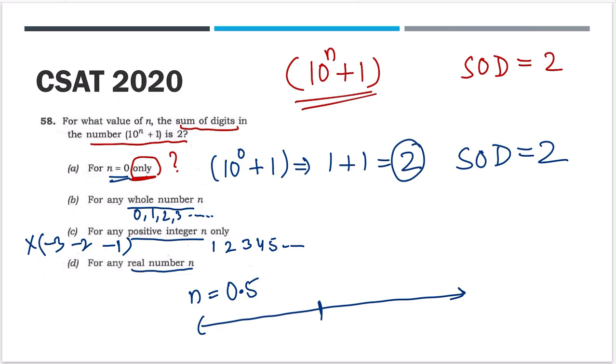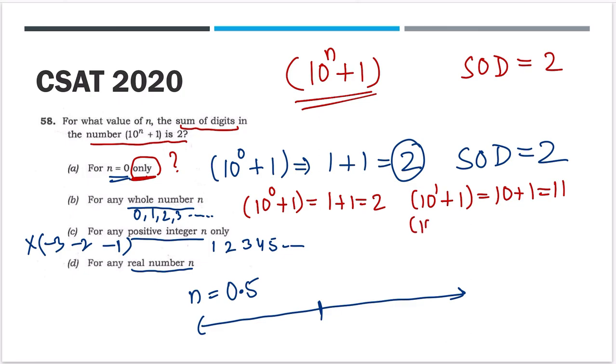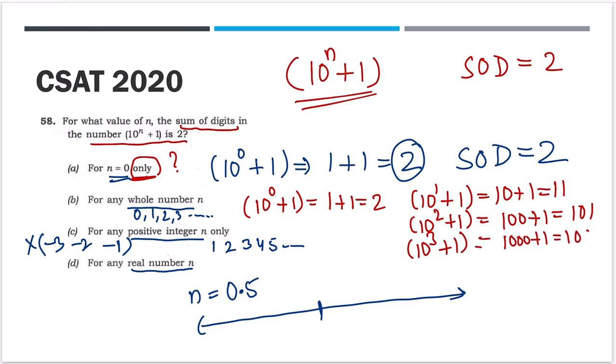Now if I check for number 0, then 10 raised to power 0 plus 1 is 1 plus 1, 2. I check for 1: 10 raised to power 1 plus 1 is 10 plus 1, that is 11. Again the sum of digits is 2. 10 squared plus 1 is 100 plus 1, which is 101. Again the sum of digits is 2. 10 cubed plus 1 is 1000 plus 1, 1001. Again the sum of digits is 2. So the second option is also correct.